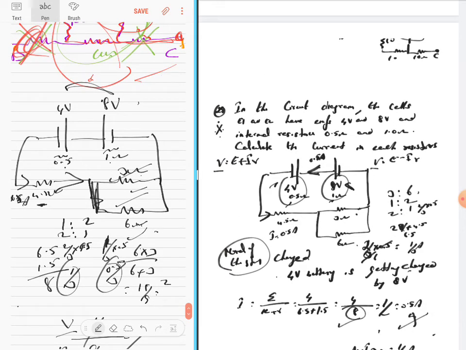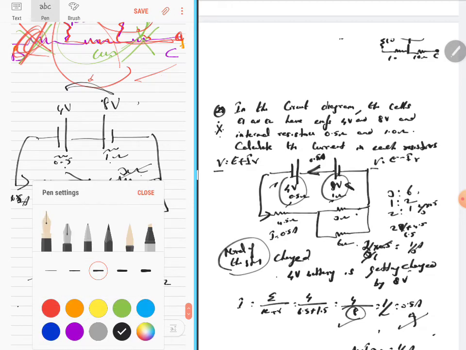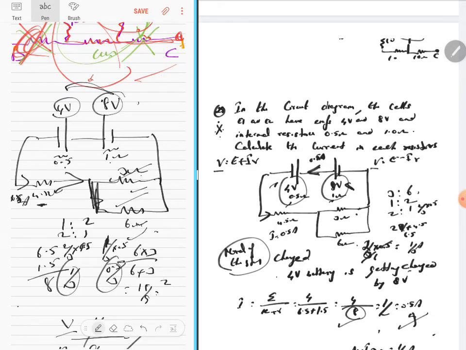They will ask you to find, this is EMF, they will ask you to find the terminal potential difference V. You know V is equal to E minus IR. They will give you E, a current now, which is 0.5. You know the internal resistance. Therefore, you can find the potential across this and this.